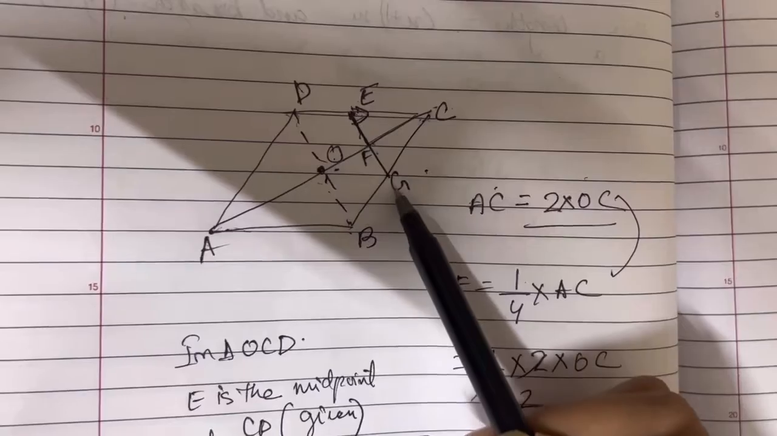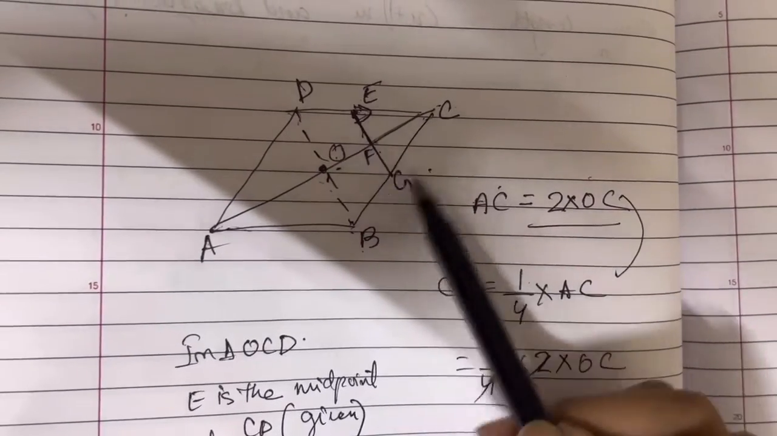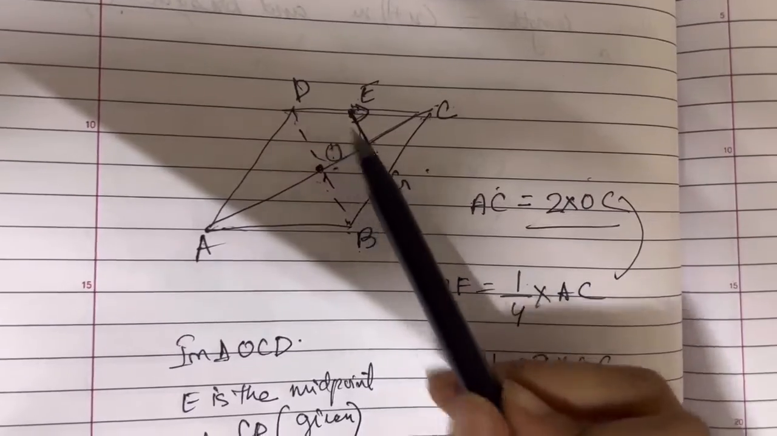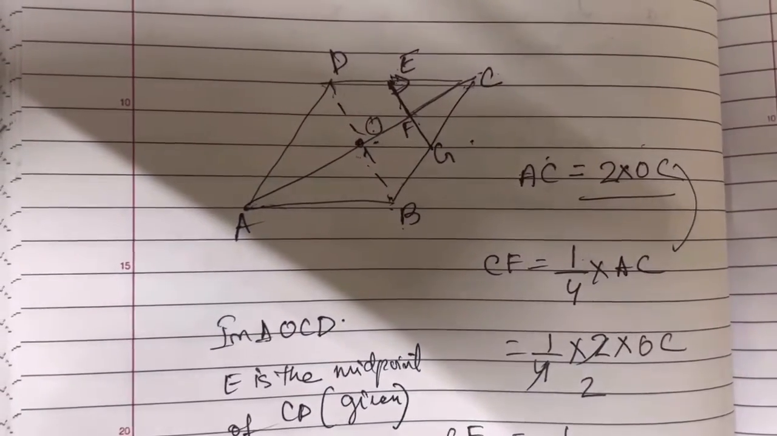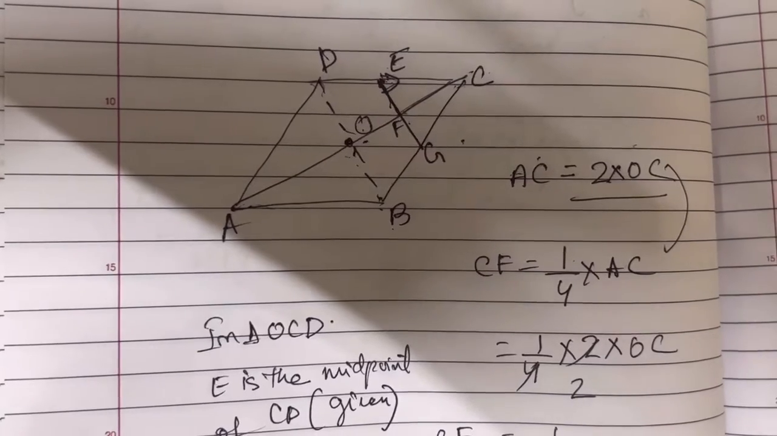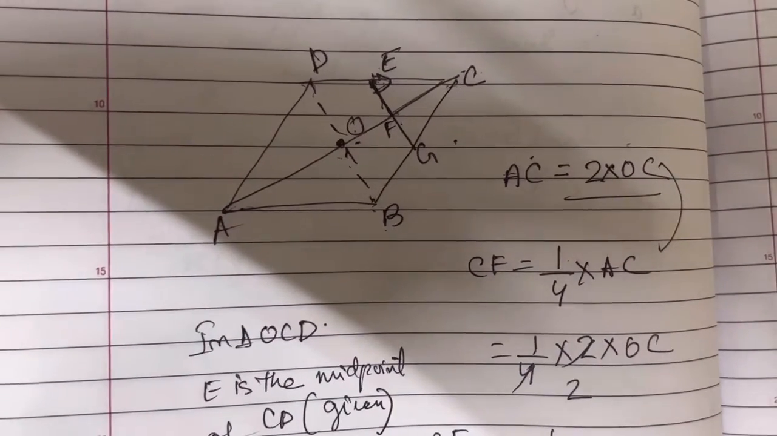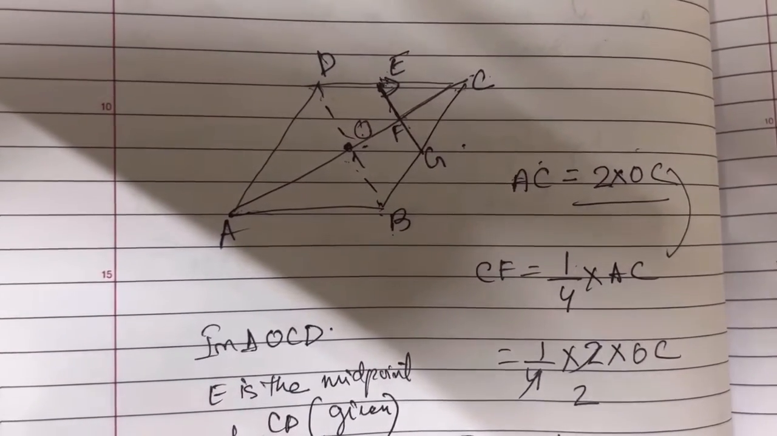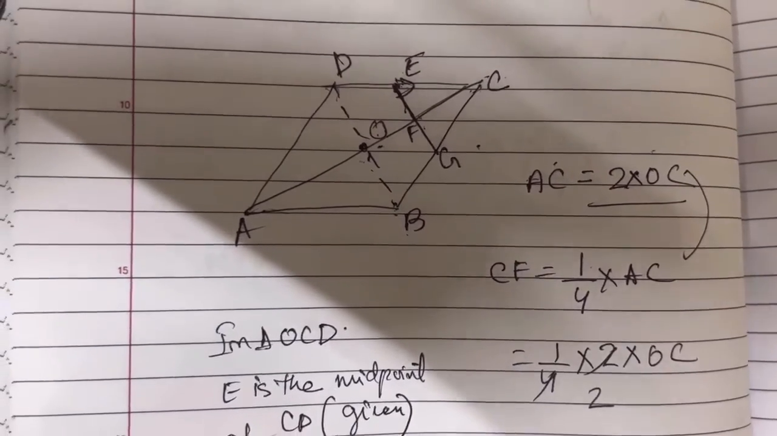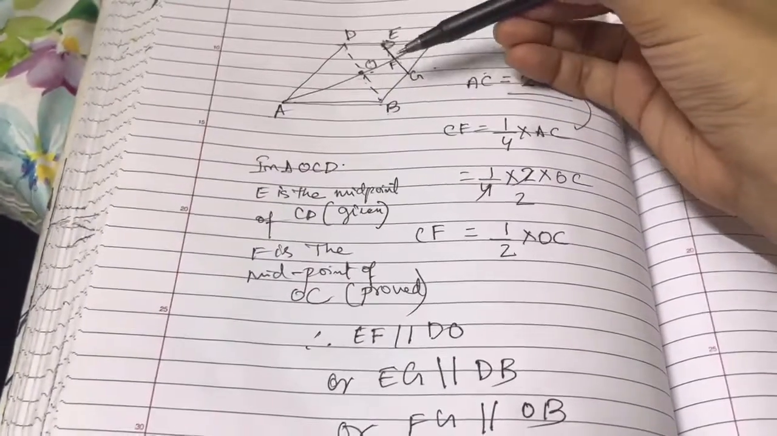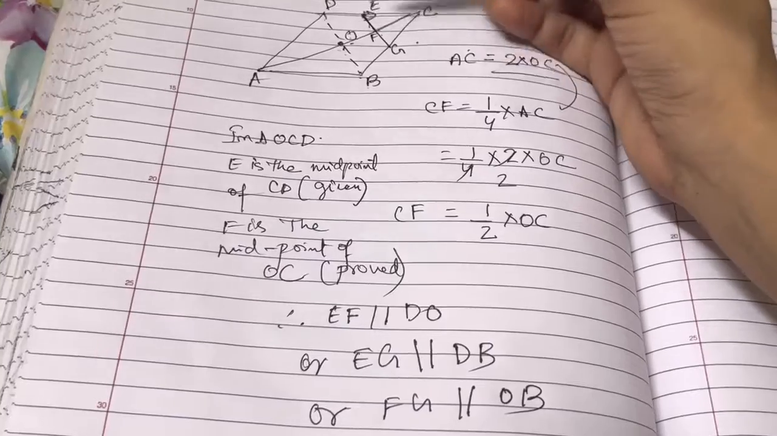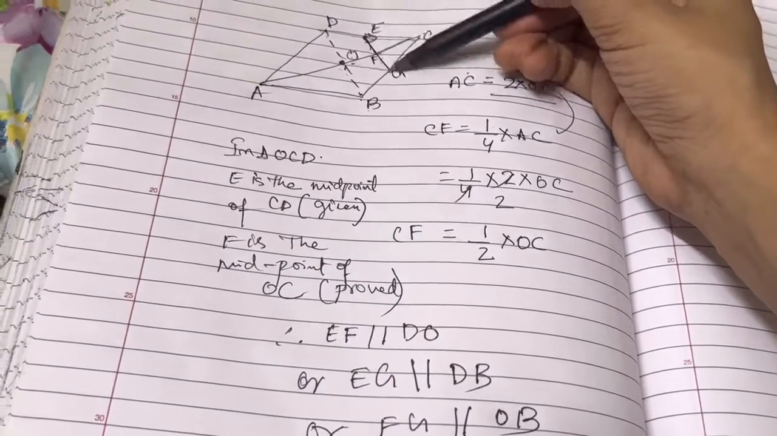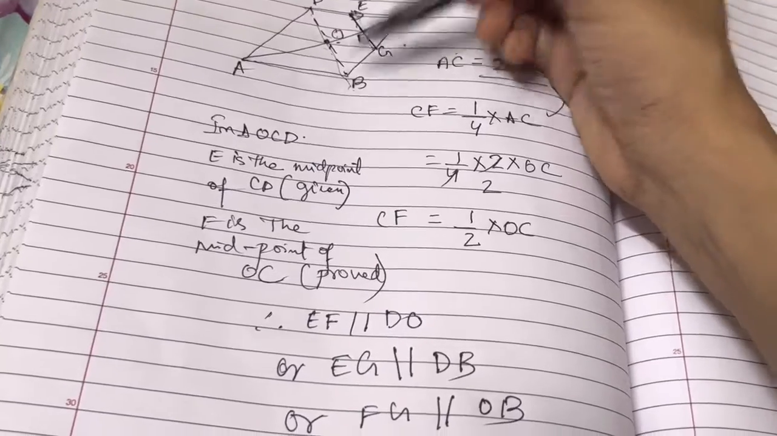Therefore, we can say that EG is parallel to DB because EG is the extended line of EF and DB is the extended line of DO, right? So, according to the midpoint theorem, we can say that EF is parallel to DO, or EG is parallel to DB, or FG is parallel to OB. Okay. EF is parallel to DO by the midpoint theorem. Therefore, because this is the extension of this line, this whole line is also parallel to this line, or FG is parallel to OB.